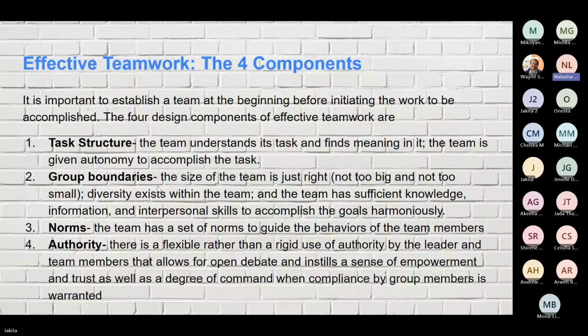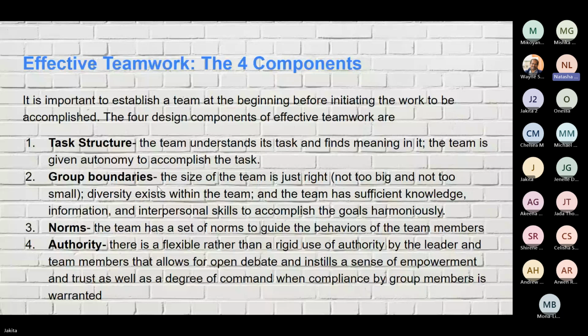And then we talk about the norms. Earlier we discussed that the team has a set of norms to guide the behaviors of the team members. And lastly, authority. There's a flexible rather than rigid use of authority by the leader and team members that allows for open debate and instills a sense of empowerment and trust, as well as a degree of command when compliance by group members is warranted.